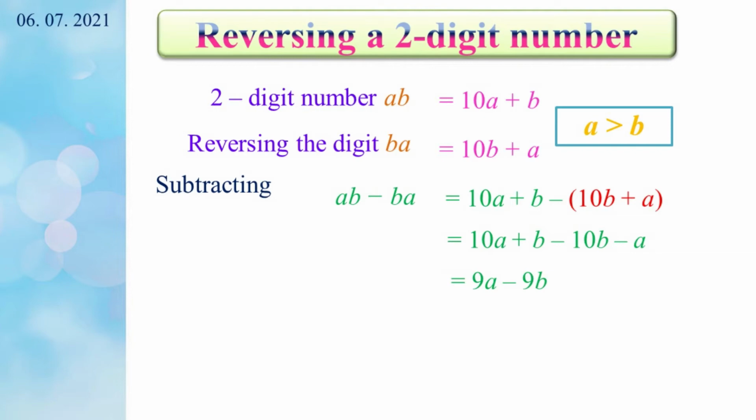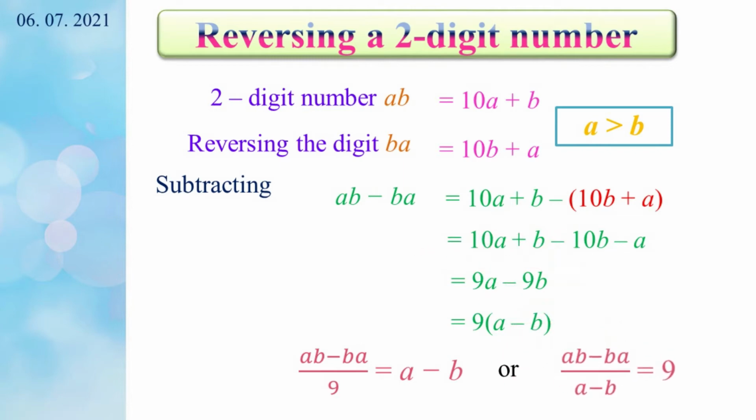Here 9 is a common factor of both the terms, so we take out the common factor 9: 9 into (A minus B). AB minus BA is divisible by 9. The quotient is A minus B, or AB minus BA is divisible by A minus B. The quotient is 9.